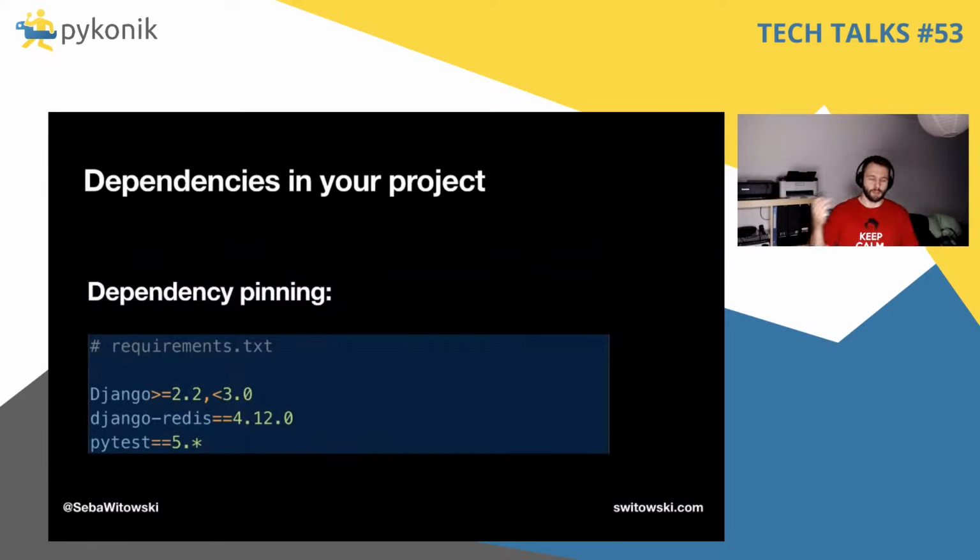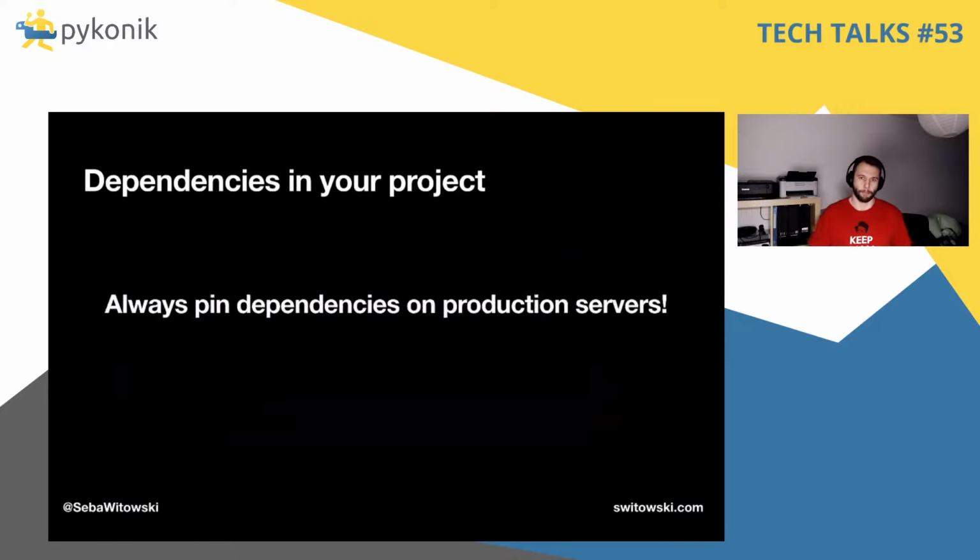We have to pin versions of our dependencies. So we don't say in the requirements file that we want to install Django. We say that we want to install Django that is at least version 2.2, but less than version 3, because we know that we still don't support Django 3. So always make sure to pin the dependencies of your packages.